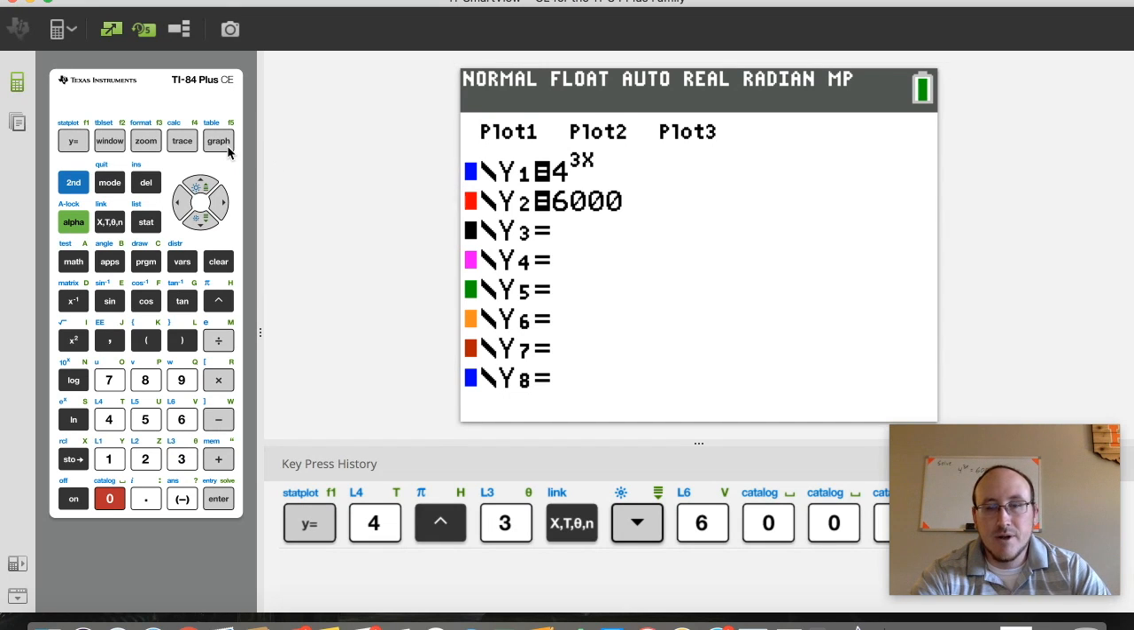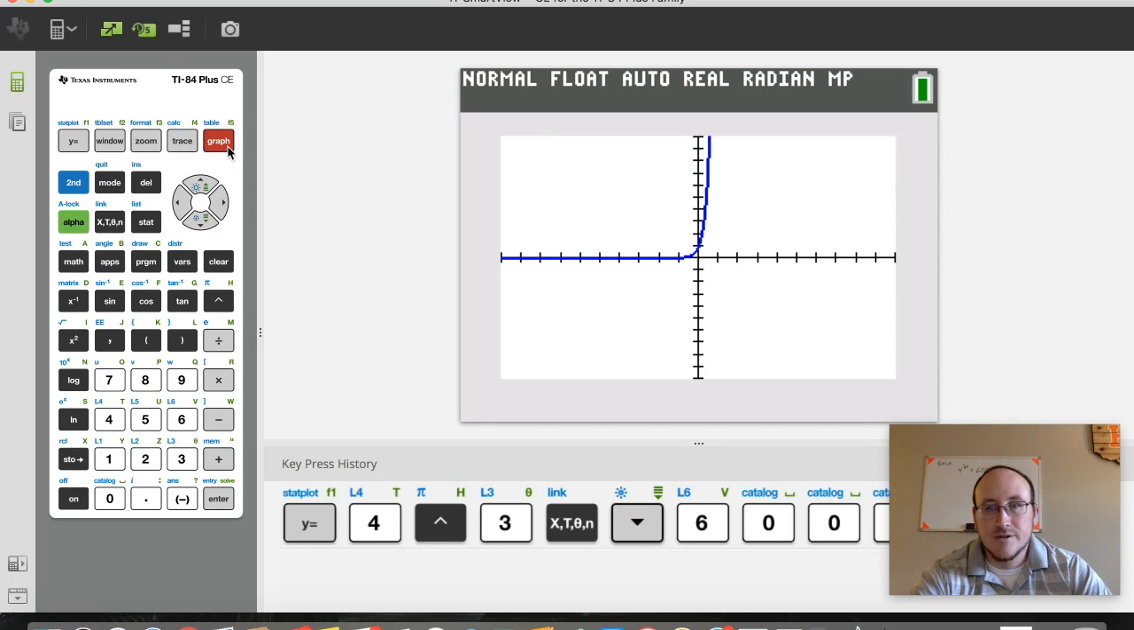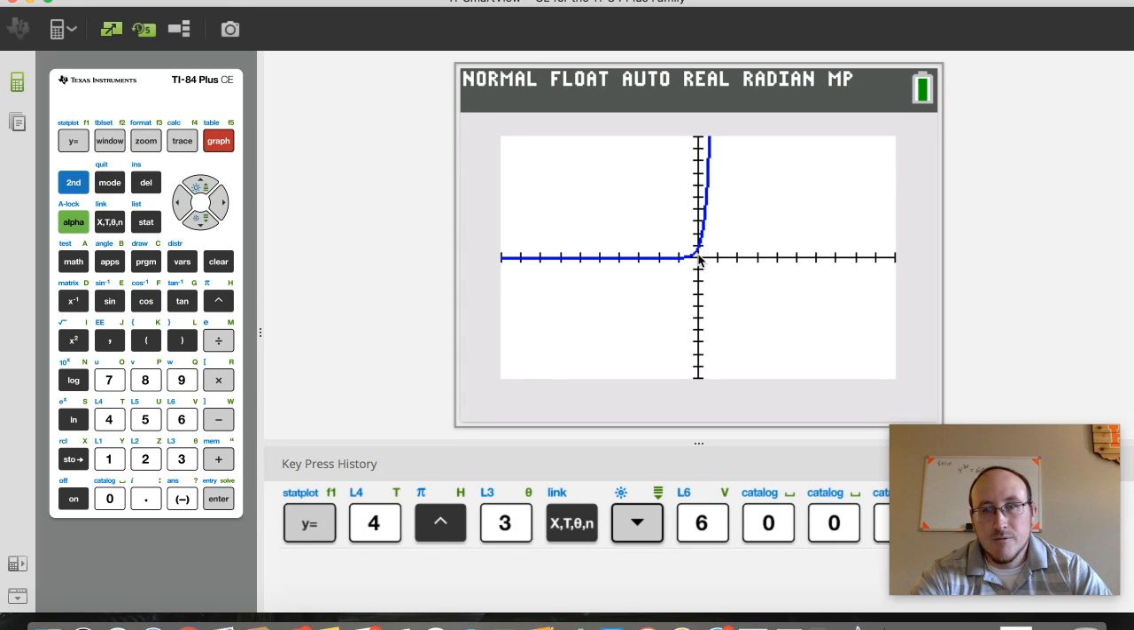So I'm going to go ahead and press graph. You can see there's the graph of 4 to the 3x. And you don't see it graph y equals 6,000 because my current window only goes up to 10 for the y max. So if I want to see when this thing reaches a level of 6,000, I need to at least make 6,000 viewable in that window.